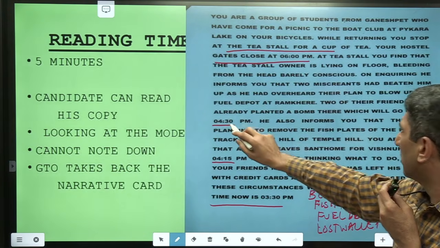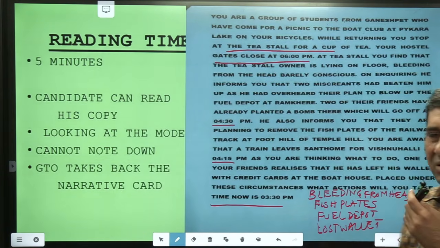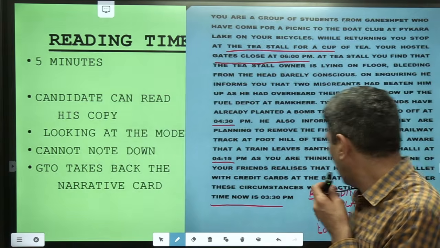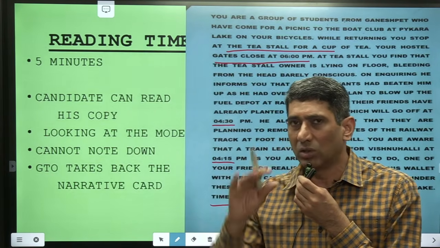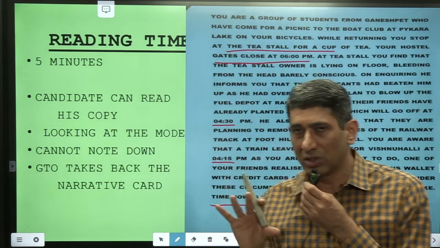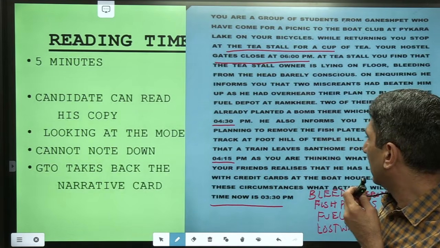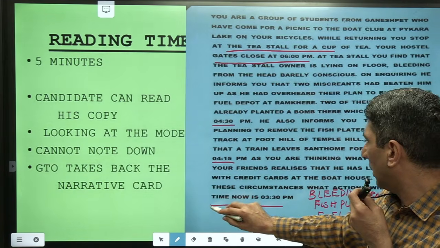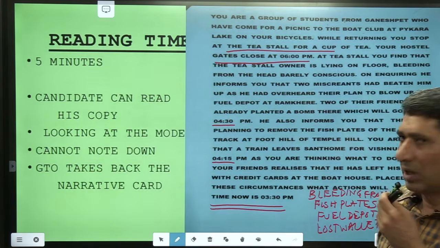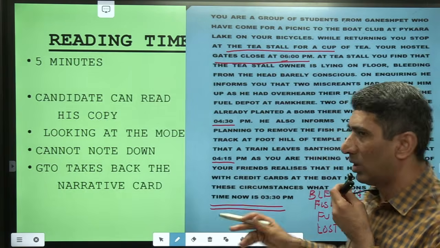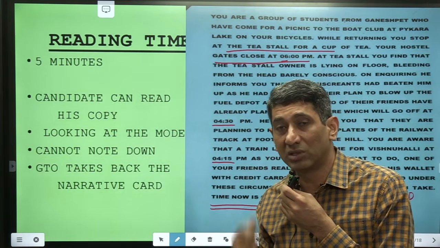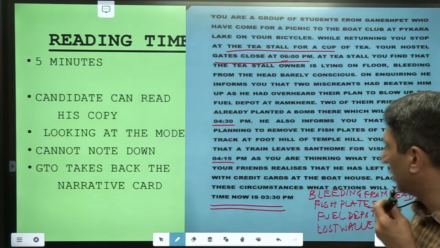And he's given some timing. Somebody is bleeding from head. Some fish plates are being targeted, or some fuel depot is being targeted. Somebody's lost his wallet. So there are different problems which you will have to assimilate. And thereafter, in the end, he writes out the time now. So you know from this time to this time, you have to perform all the tasks within that time. So this aspect should be remembered.